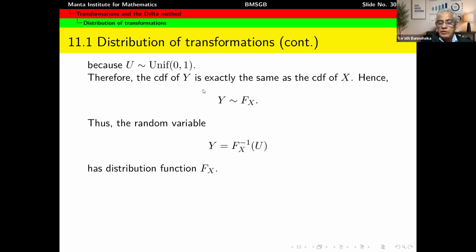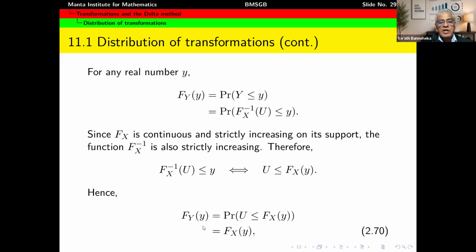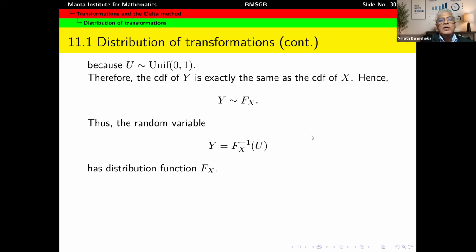Therefore, what do we get from here? This says F_Y is the same as F_X at y. The cumulative distribution function of Y evaluated at value y is the same as the cumulative distribution function of X evaluated at y. That implies that the distribution of Y is the same as the distribution of X. In other words, Y has the cumulative distribution function F_X.